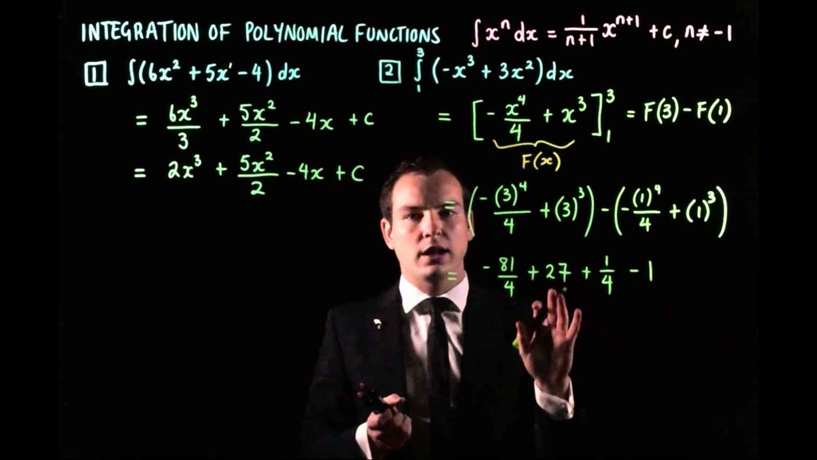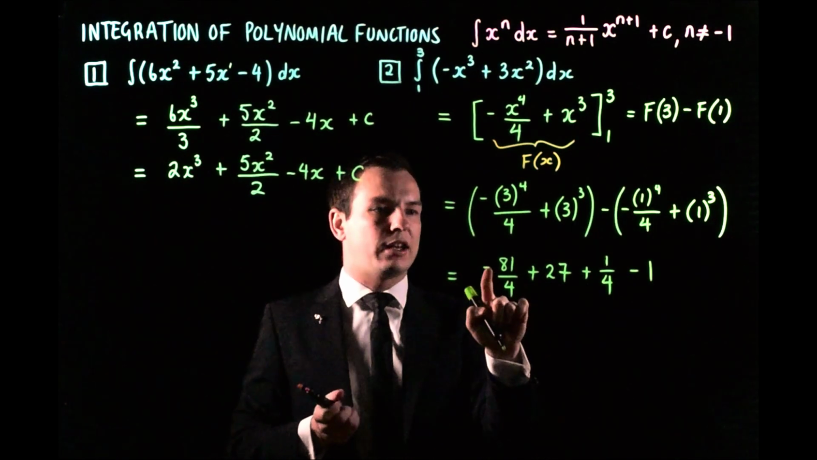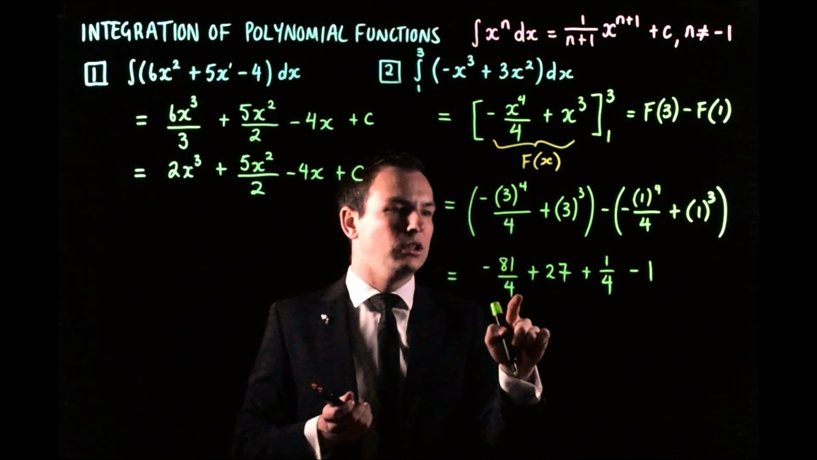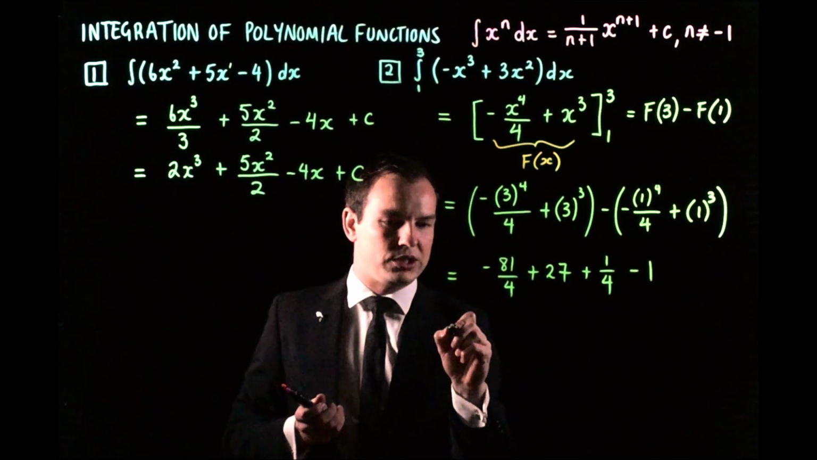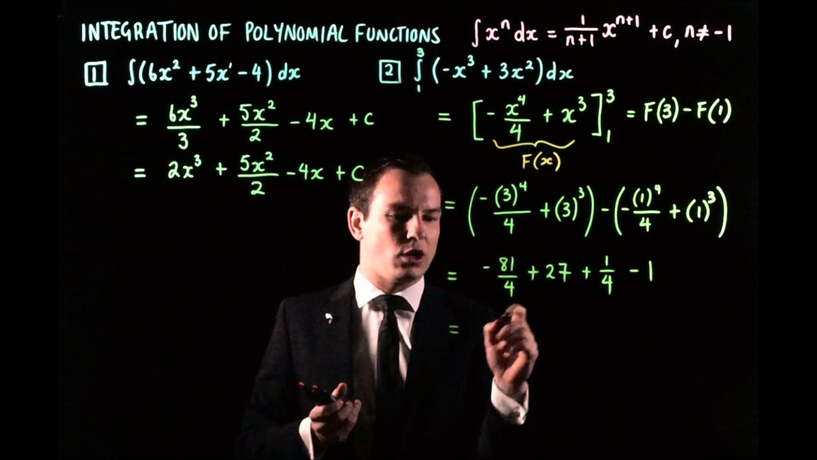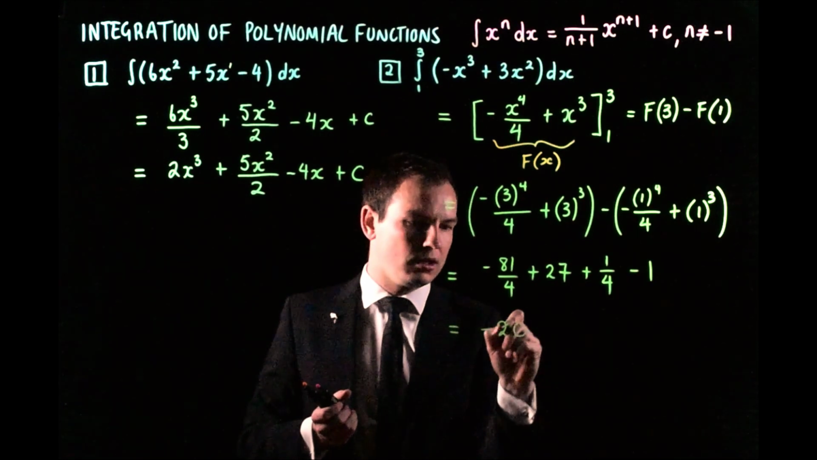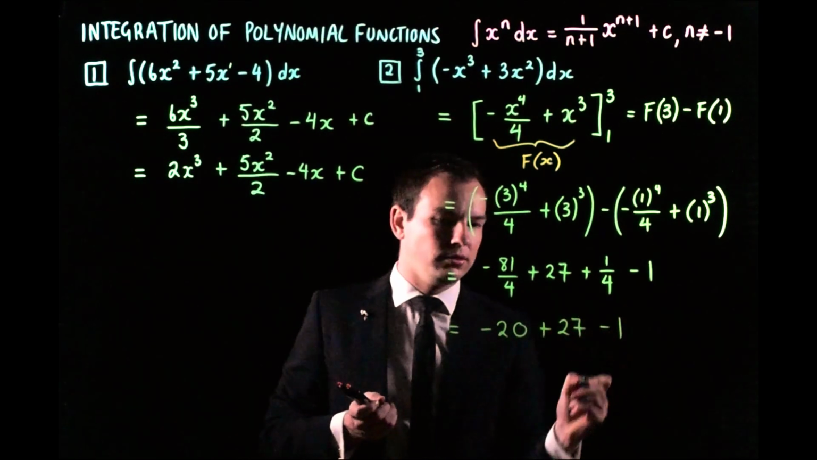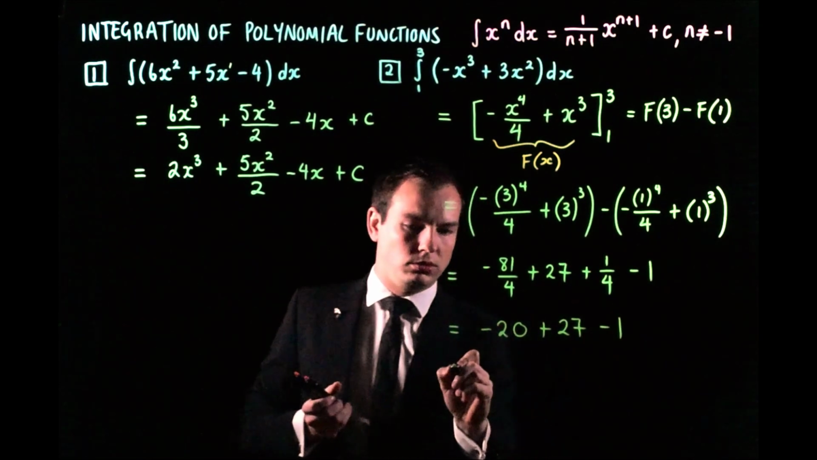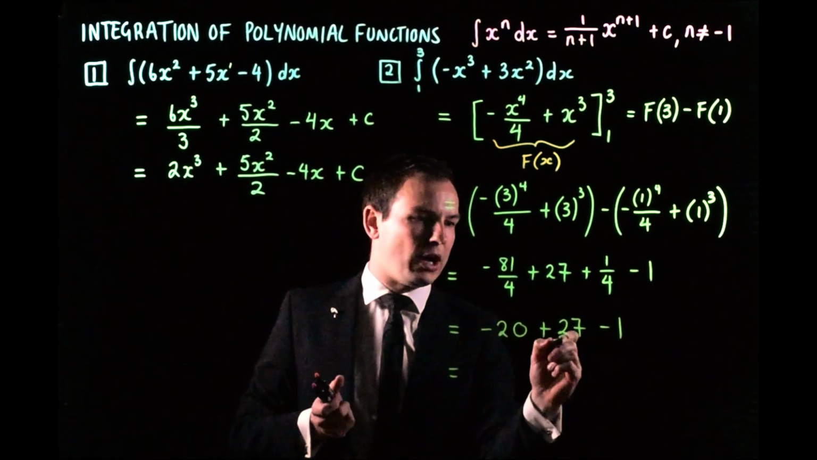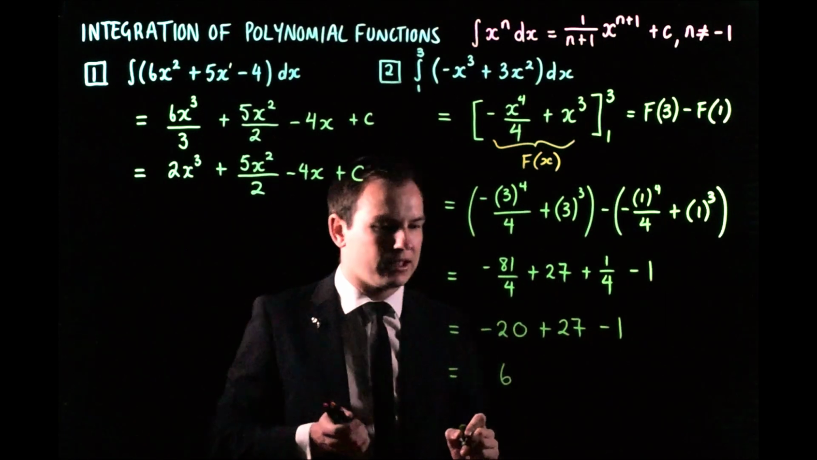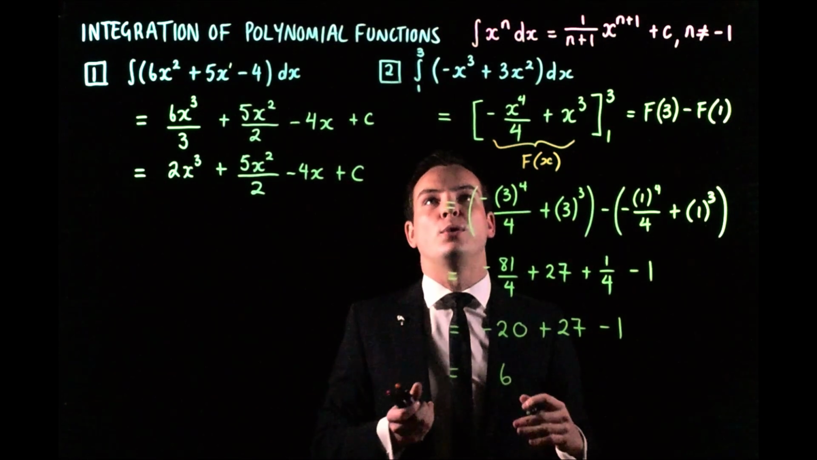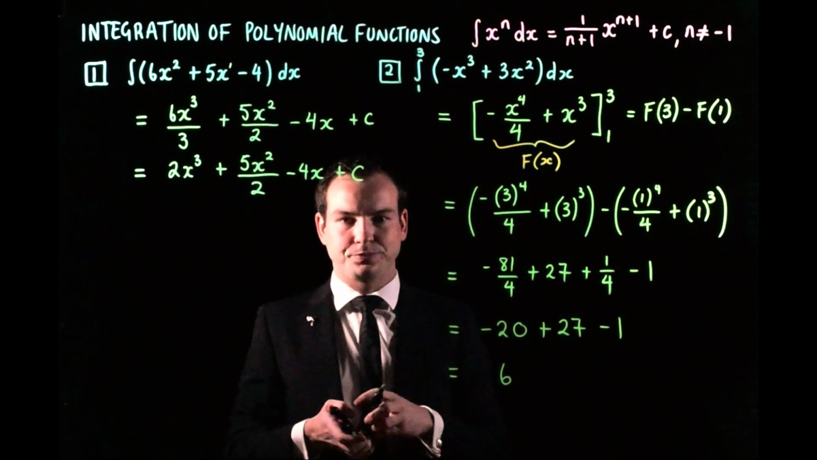And now we're getting quite close to our answer. So we're going to have minus 81 over 4 plus 1 over 4, which gives minus 80 over 4, which is negative 20. And then we add 27 and subtract 1, and that is going to equal negative 21 plus 27 gives 6. So that's the value for that definite integral.